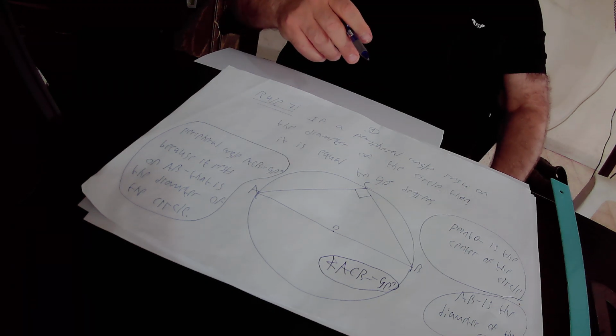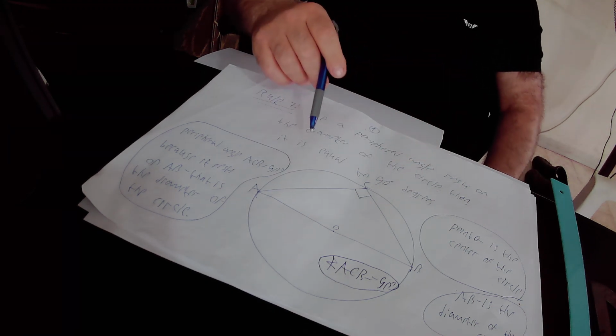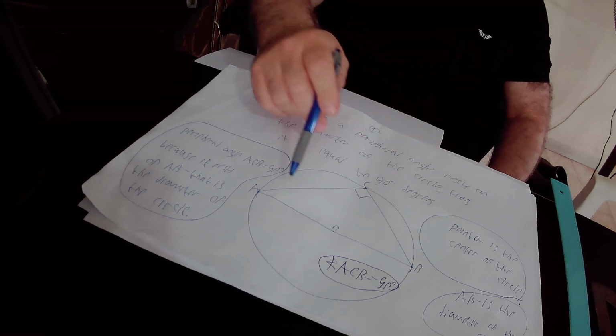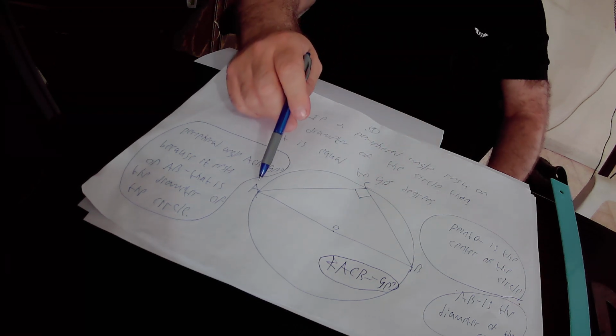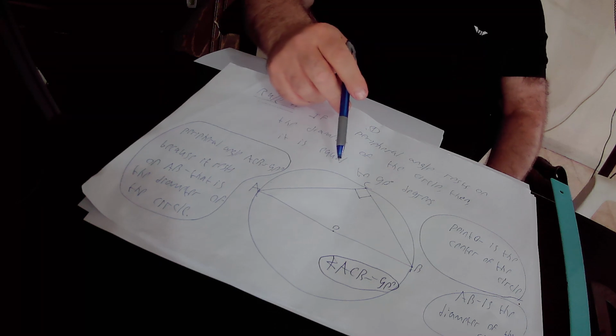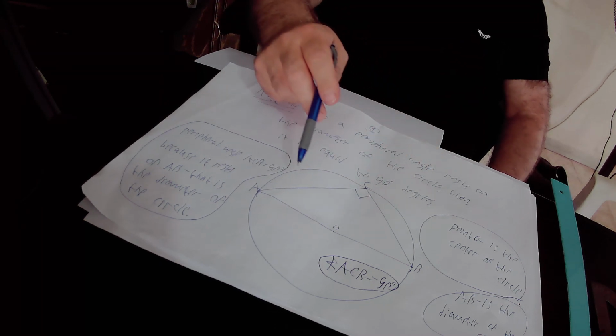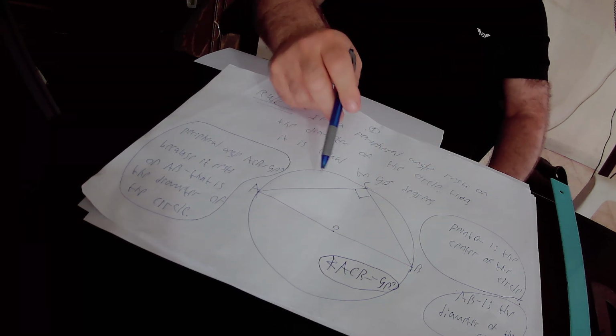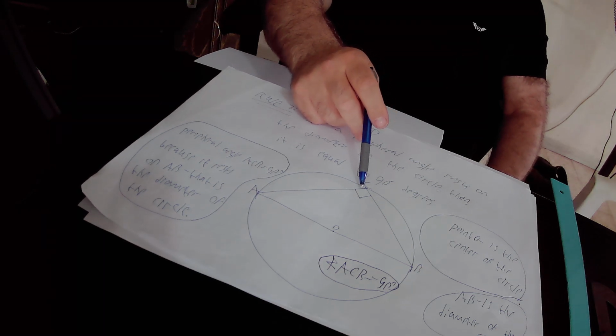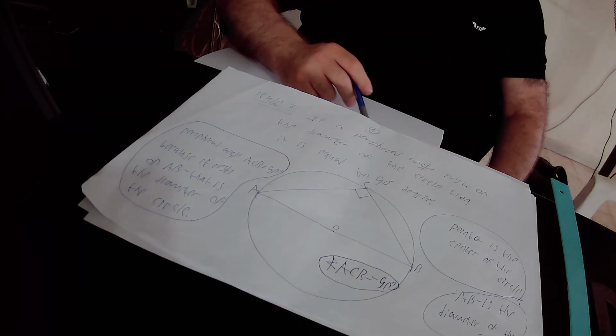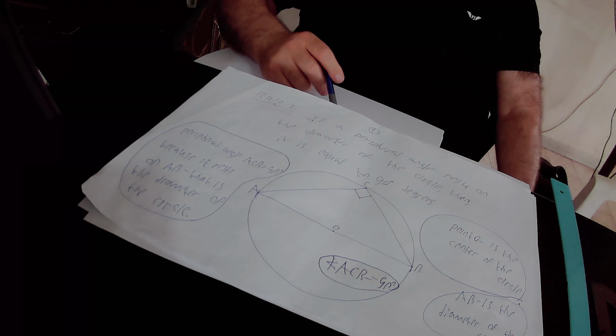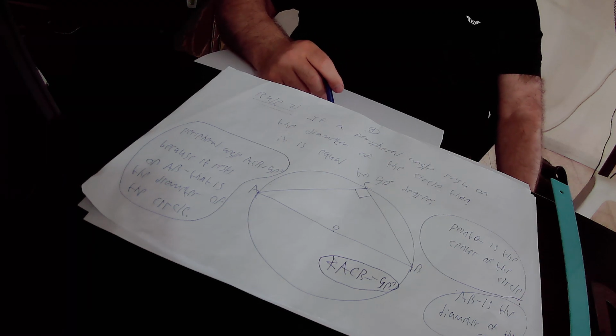So here we have a circle. AB is the diameter of this circle, and we have here peripheral angle ACB that is subtended on AB, that is the diameter of the circle. Therefore, peripheral angle ACB equals to 90 degrees in its size. So whenever you have a peripheral angle that is subtended on the diameter of the circle, it must be equal to 90 degrees in its size.